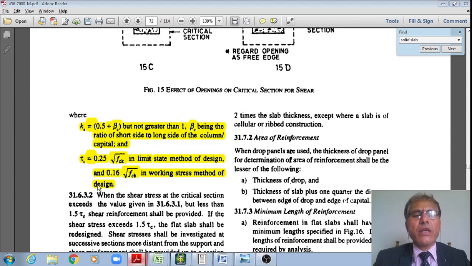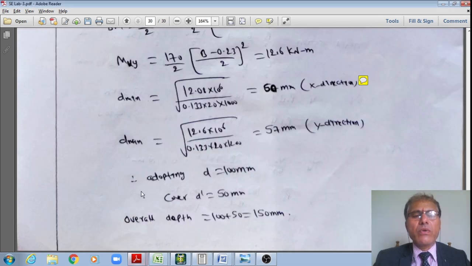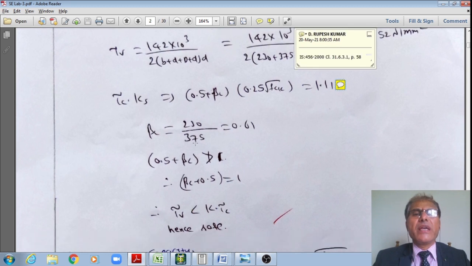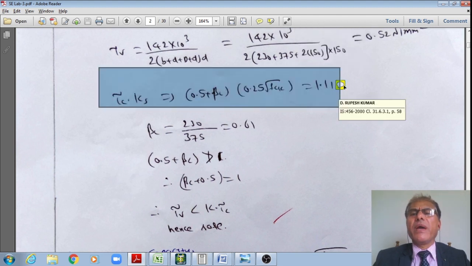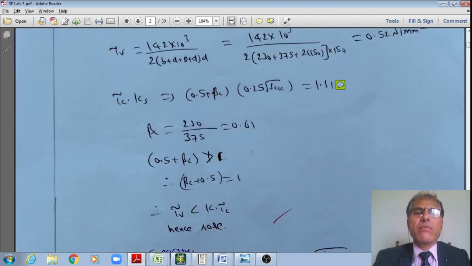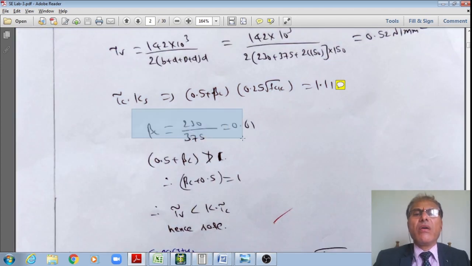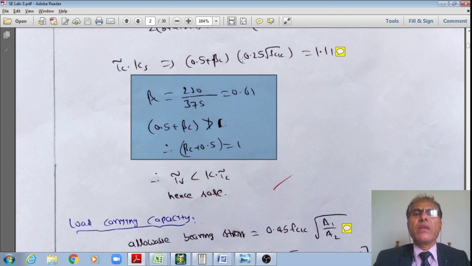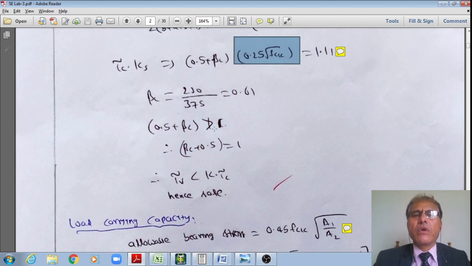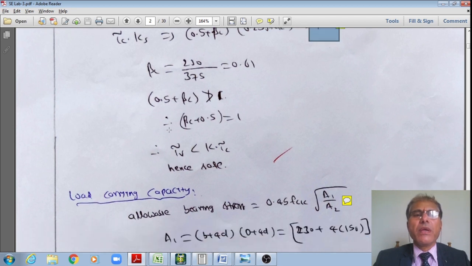Therefore, substituting into that, now I'll get this result as 0.5 plus beta C multiplied by 0.25 square root of FCK. Ks is equal to 1.11, because my beta C is equal to 0.61. Therefore 0.61 plus 0.5 means it is 1.11, but not greater than 1. Therefore, if I restrict it to 1, that multiplied by 0.25 multiplied by square root of 20, it works out 1.11 Newton per mm square.